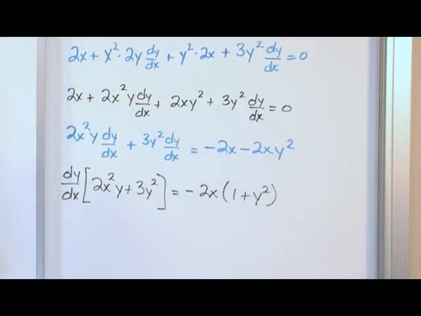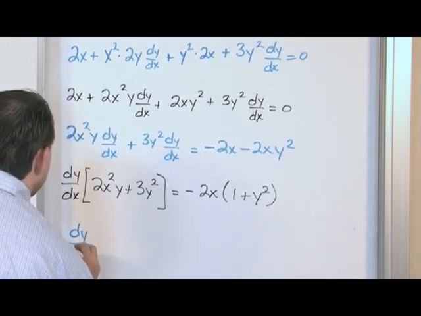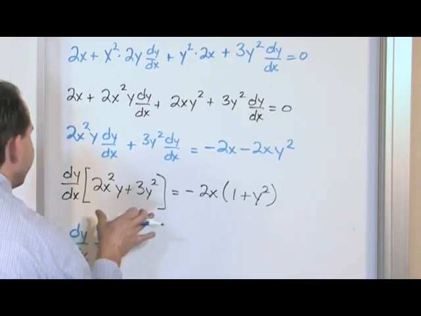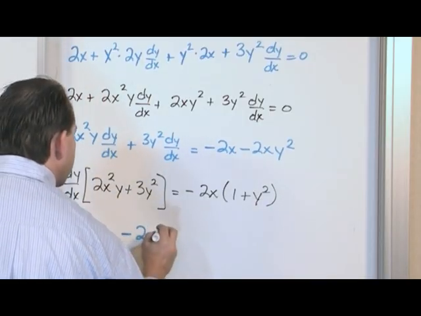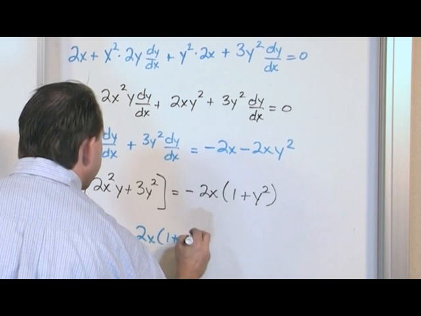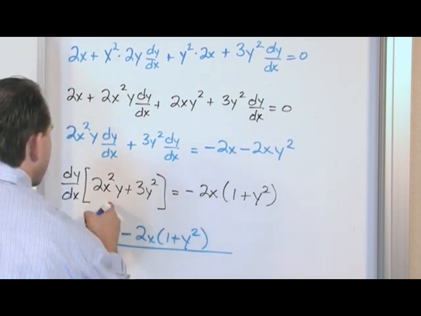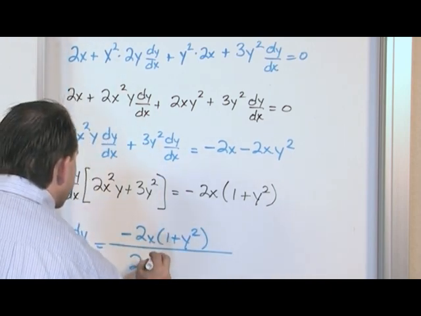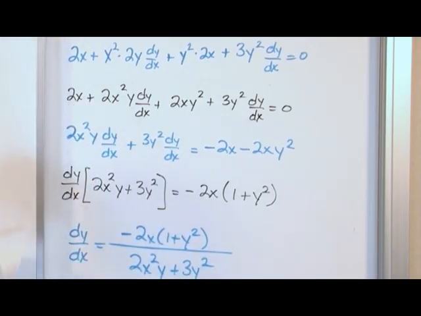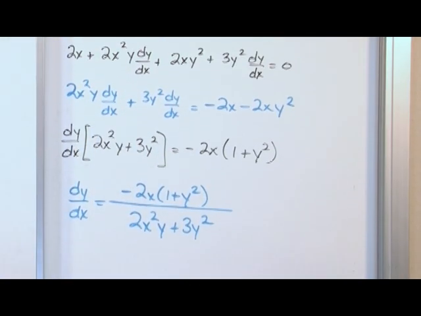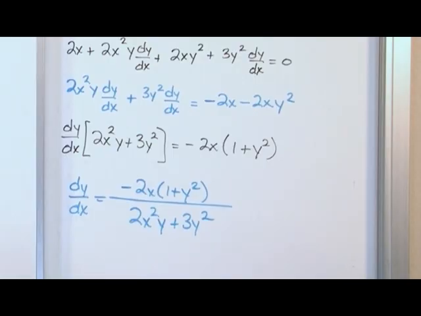All right? And the final answer can be written next. dy/dx, we just divide by this whole term to get it by itself. So we'll have negative 2x times (1 plus y squared), and on the bottom we'll have this guy, 2x squared y plus 3y squared. So we'll have negative 2x(1 plus y squared) over 2x squared y plus 3y squared, and that's the final answer.